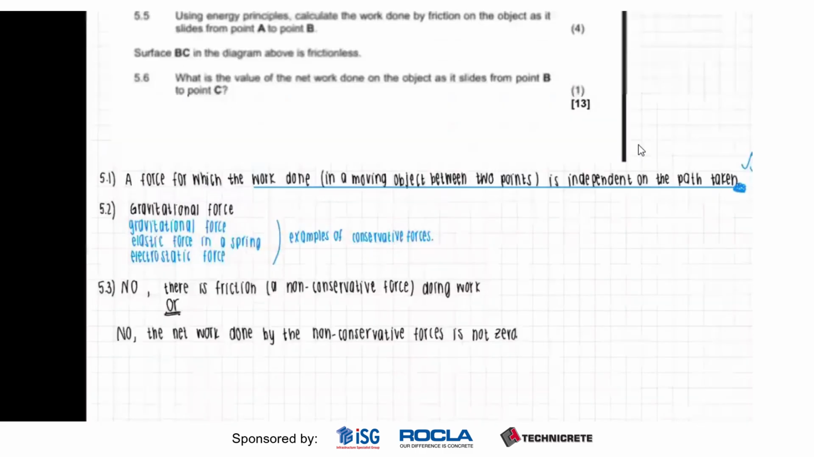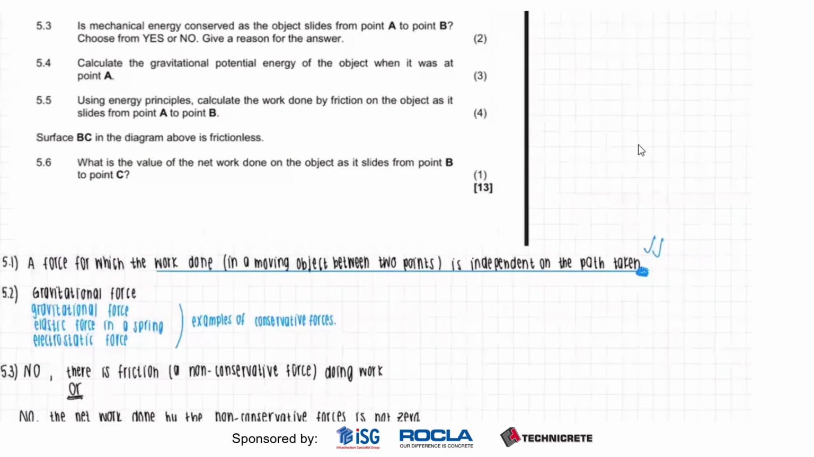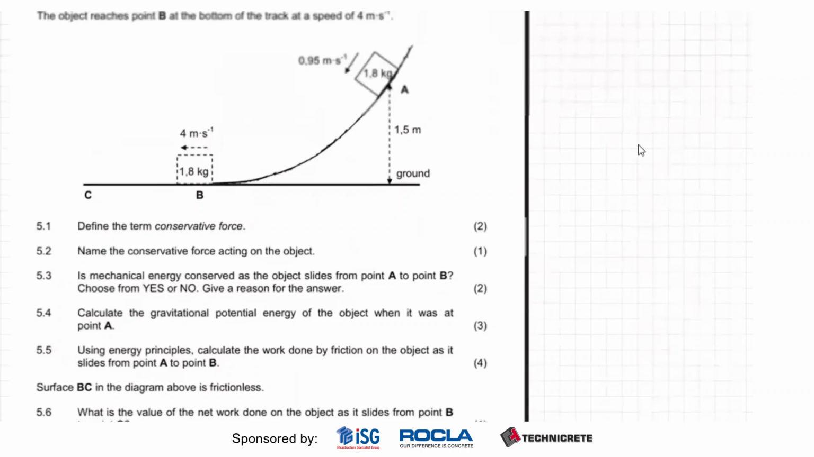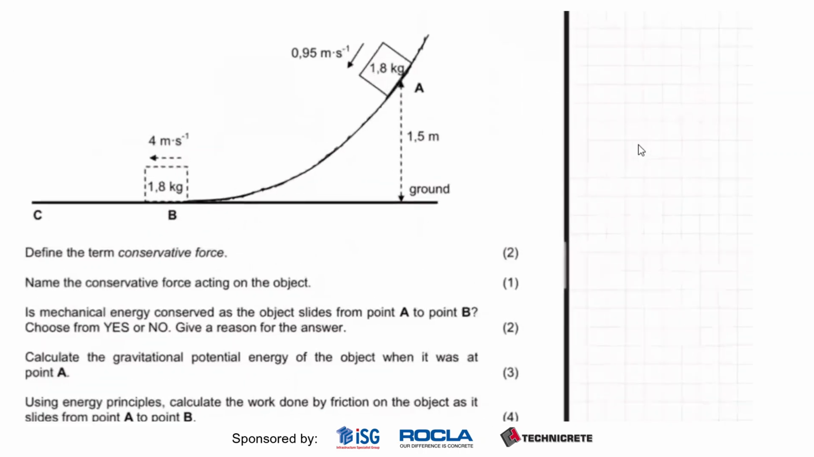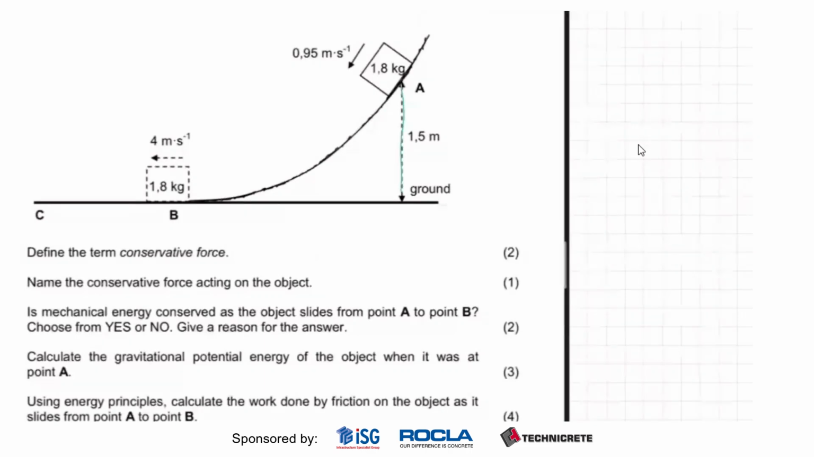Okay. Question 5.4. Calculate the gravitational potential energy of the object when it was at point A. Now, what is gravitational potential energy? It is the potential energy that we have because of an object's height above the ground.